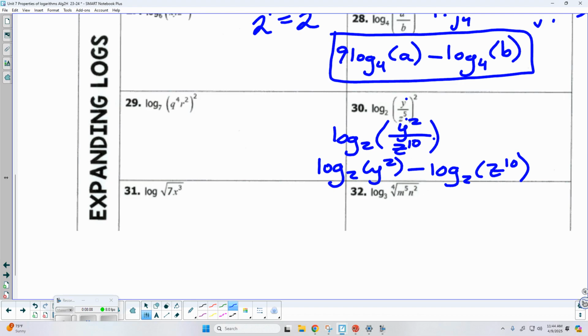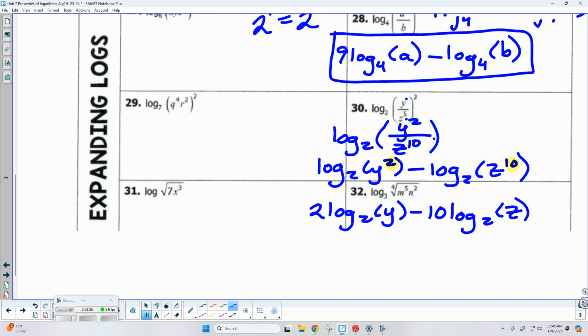Okay. Is there anything I'm forgetting? There you go, those powers. Remember, we got a power rule. So this 2 and this 10, I can pull those to the front. So my final answer will be 2 times log base 2 of y minus, pull that 10 to the front, log base 2 of z. Here we go.